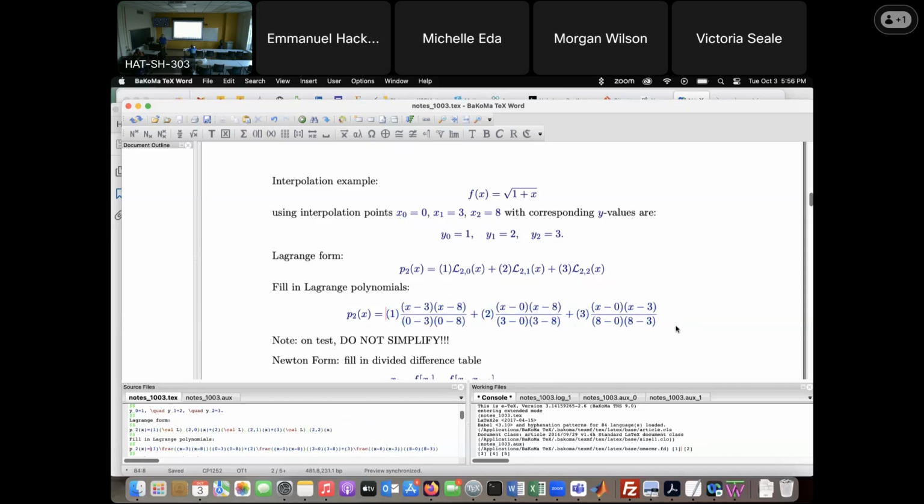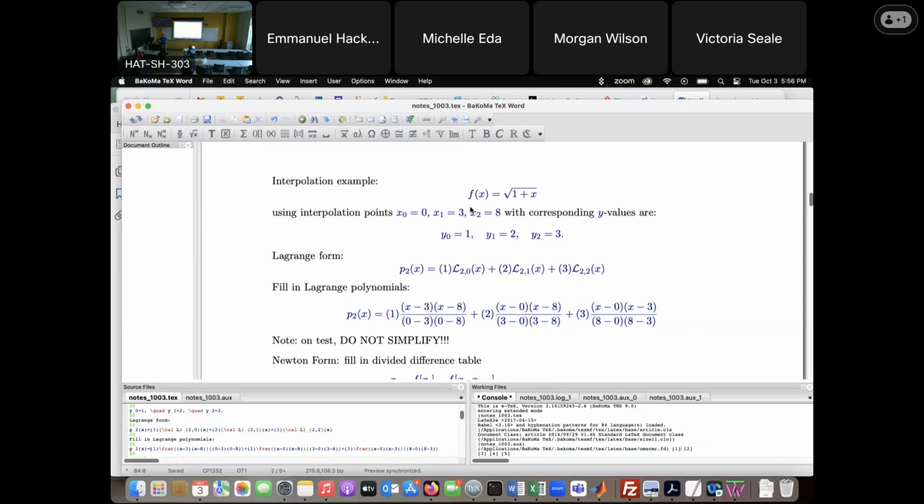Because simplifying would give you power form, you could just go into MATLAB and do polyfit and get there. So, okay, that's what you do for Lagrange. Can we talk about the Lagrange process? I don't think I understand. Oh, for Lagrange? Yeah. Okay.